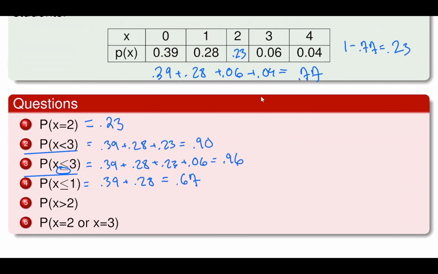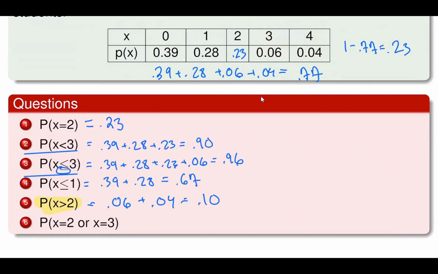No. So last two. This one says probability that x is greater than 2. That's these two values over here. So we want 3 and 4. We want the probability of 3, which is 0.06, and the probability of 4, which is 0.04. If you add that up, you get 0.10. All right, lastly, we want number 6, which is the probability that x is equal to 2 or x is equal to 3.